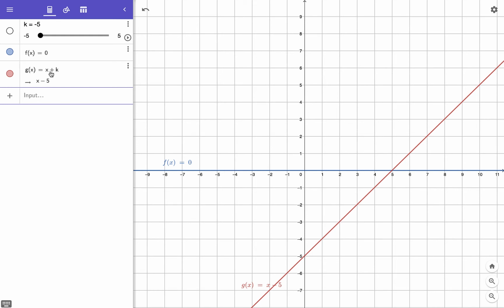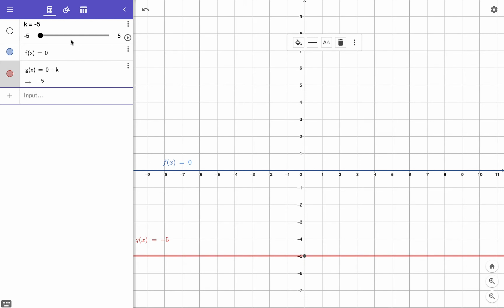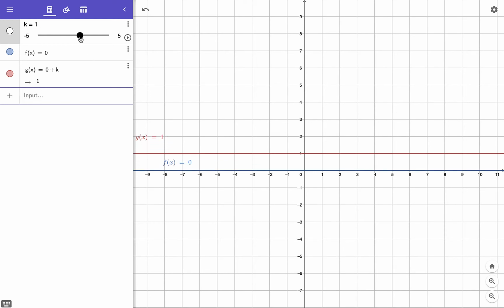Let's change g of x to 0 plus k. Okay, here we are. So here, when k is negative 5, the function is g of x equals negative 5. Now if I want to show the transformation up and down, when k equals 0, they overlap. It's the same function, the parent function. If I add 1, for example, I get my function here, g of x equals 1.